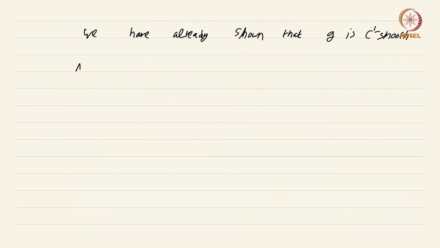Assume that... no, the assumption is not on G. Assume that the result, the claim, is true for 1, 2, 3 ... r minus 1 less than k.